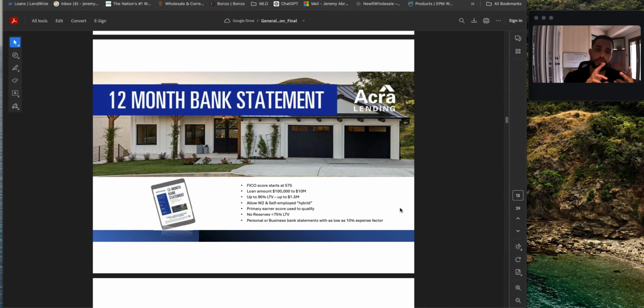They allow W-2 and self-employed hybrids. What does that mean? Exactly what it says there. If you have a W-2 job, but have a business as well, we could use both of those bank statements, right? I could use your personal bank statements and your business bank statements. So what a bank statement loan basically does is take the average of the 12 months of deposits that you put into your account and average that out as a monthly income, right?